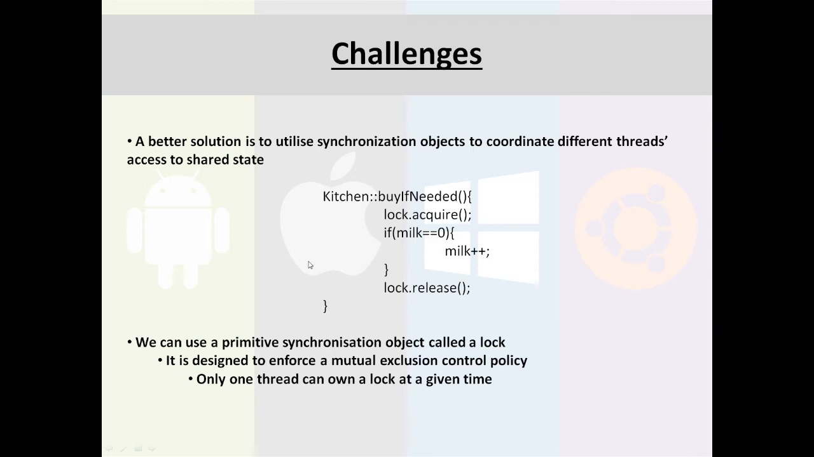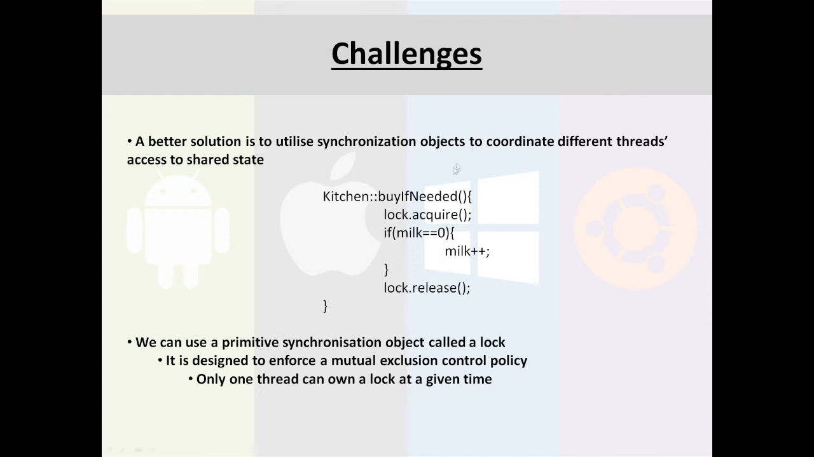Now, a better solution is to utilize our synchronization objects to coordinate the access different threads have to the shared state. And that is going to be our locks. So we can use a primitive synchronization object called a lock. This is designed to enforce a mutual exclusion control policy, meaning that if I have the lock, I'm the only one that can go into this region of the code. Only one thread can own a lock at a given time.